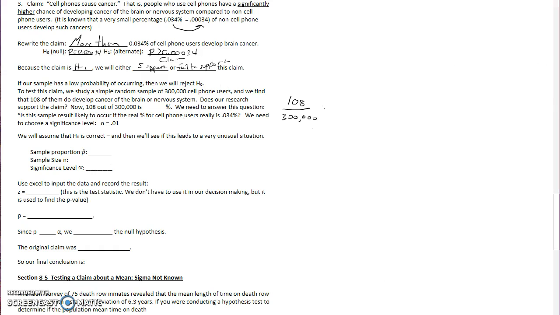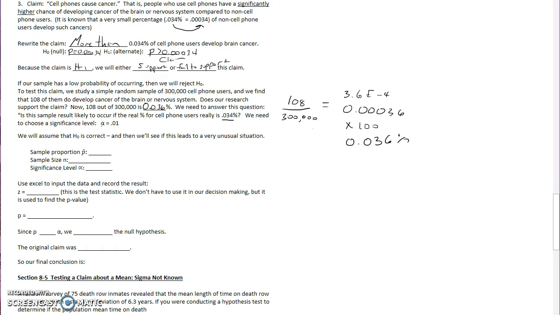What does that mean? 3.6e-4 would be 0.00036. Now, if I want to write that as a percentage, I multiply that by 100, so that would be 0.036%. So we know that 0.036% of those develop cancer. We really need to answer this question: is the sample result likely to recur if the real percentage of cell phone users is really 0.034%?